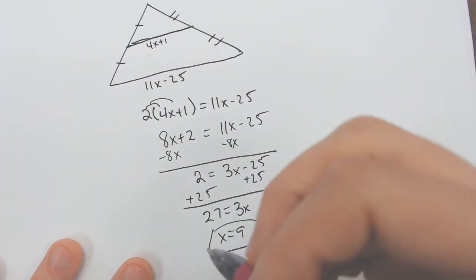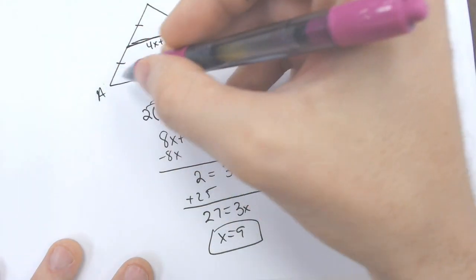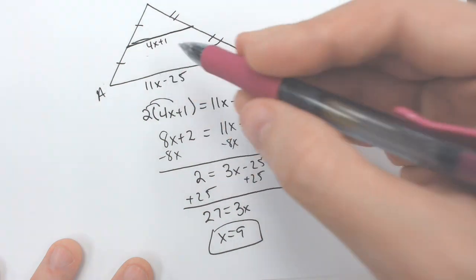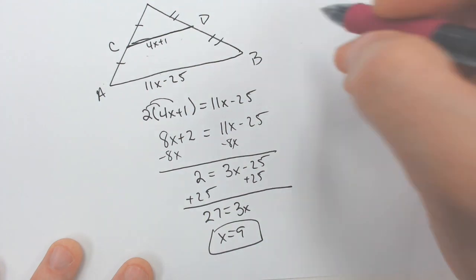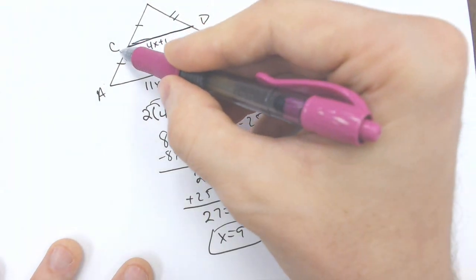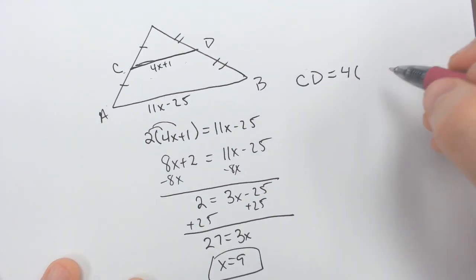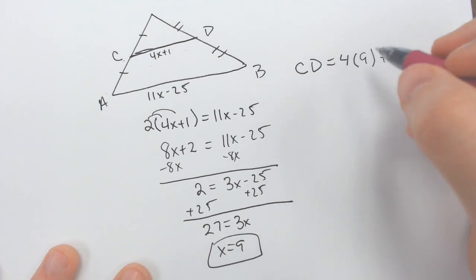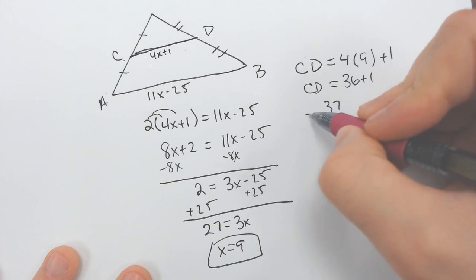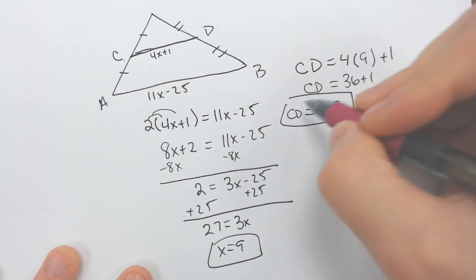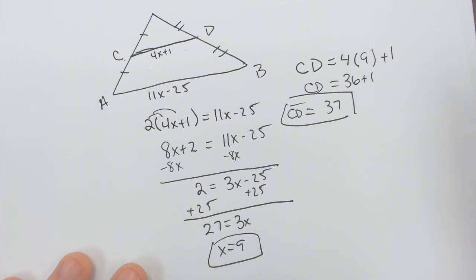So a lot of times they may just ask, what is x? Other times they might ask, hey, what would be AB? If we wanted to figure out AB, all you'd have to do is plug it in. Or if they wanted to figure out CD, all you would have to do is plug it in. So let's say we wanted to find CD. CD is my mid-segment. I would take the 9, plug it in, and do 4 times 9 plus 1, which makes 36 plus 1, is 37. So CD is equal to 37, and this could be feet, it could be inches, it could be anything.